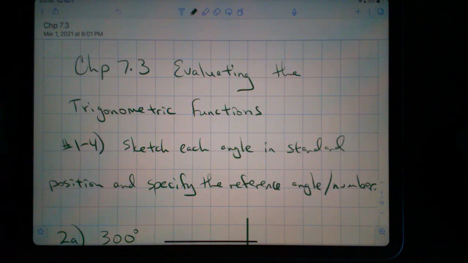Hello, here I'm going to cover chapter 7.3, evaluating the trigonometric functions.